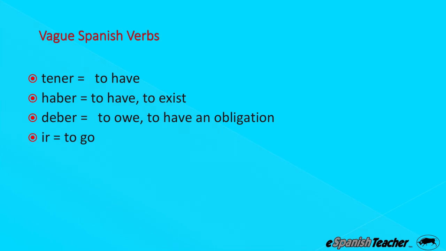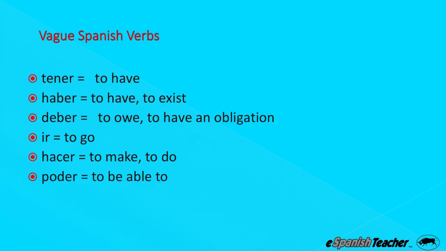Ir is the verb to go. It's a very common verb, but a lot of people don't recognize to go as a verb. Hacer means to make or to do. And poder means to be able to do something or to have the power to do something. So you can see that these examples here, these are a little bit harder. They're a little bit more difficult to visualize in your mind. Somebody having something, or something existing, or to have an obligation to do something.